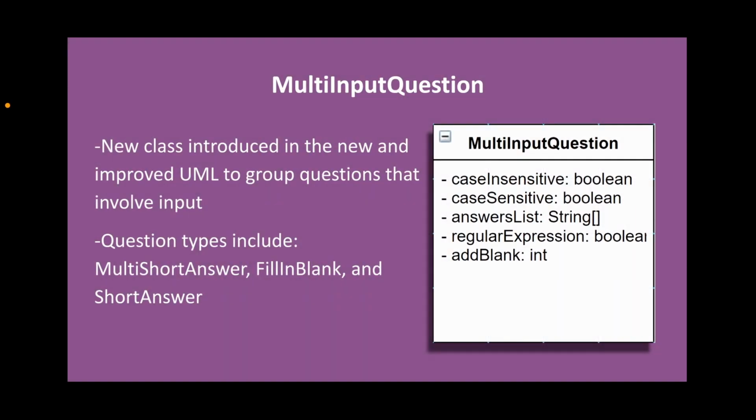The multi-input question class is the first of the 3 superclasses that are situated in the layer between the quiz class and the questions class. The multi-input class inherits attributes from the quiz class, whereas the short answer and fill in the blank classes inherit attributes from the multi-input class. The multiple input classes store the common attributes for the questions that have multiple input fields. The attributes inside the multi-input class are case-sensitive, case-insensitive, answers list, regular expression, and add blank.